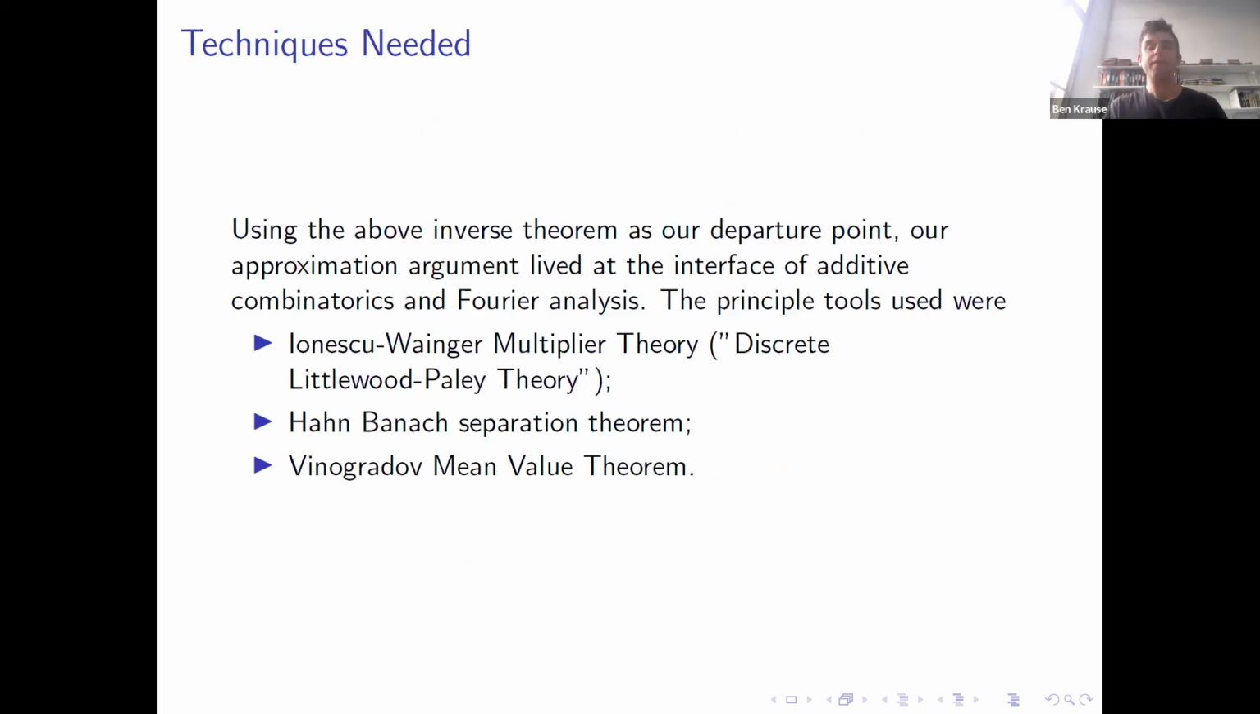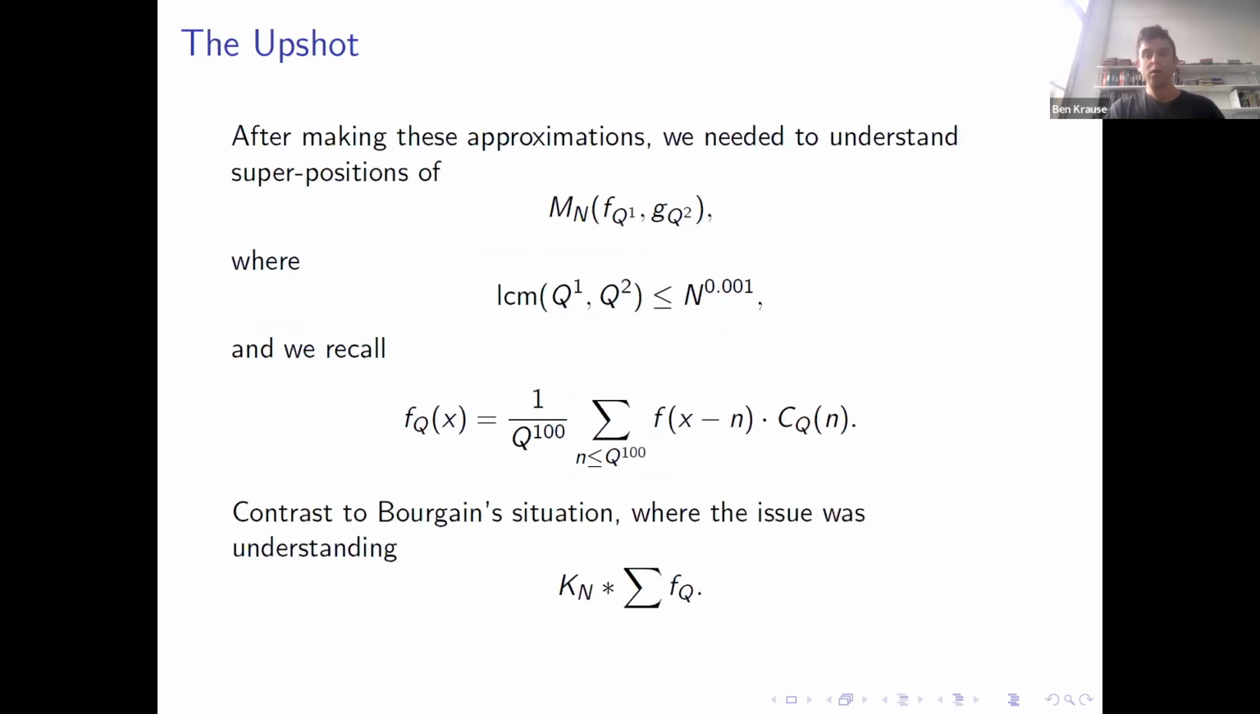So with this above inverse theorem, we introduced an approximation argument designed to extract the analytic heart of our problem that used tools from discrete harmonic analysis, namely Ionescu-Wainger theory. We used some Gowers type harmonic separation arguments. And then we also needed the Vinogradov mean value theorem. We needed some hard analytic number theoretic estimate. But once you've made these approximations, you end up in a situation that's not so different from Bourgain.